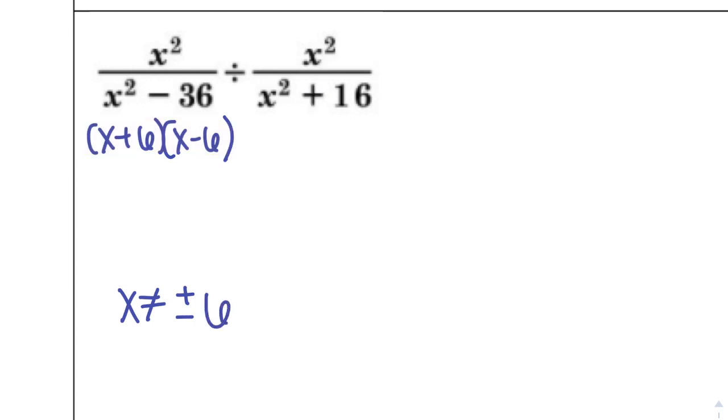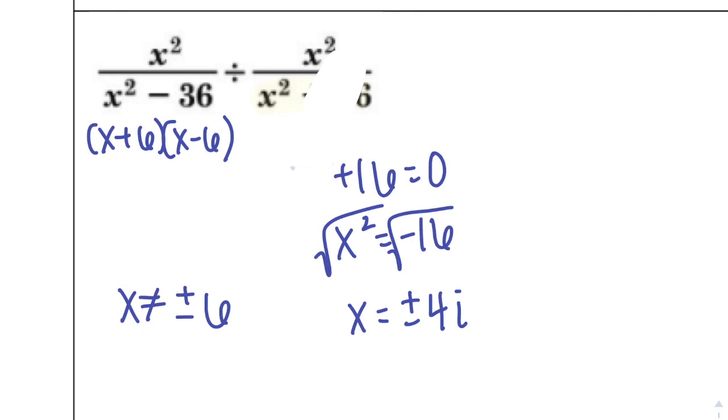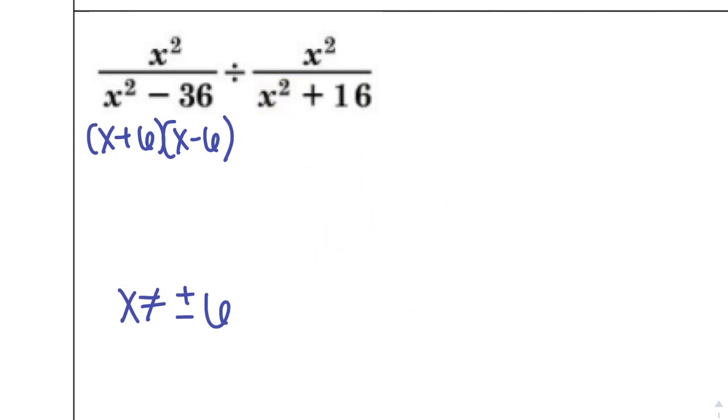If I set this part equal to 0, if x squared plus 16 equals 0, subtract 16, so I get negative 16, square root it, I end up with plus or minus 4i, because imaginary, but I'm not going to be plugging that in. So that one, I don't have any restrictions. But remember, because I'm dividing, I need to look at the denominator and the numerator. And based on the numerator, x can also not equal 0, because 0 squared is 0, and I can't have that.